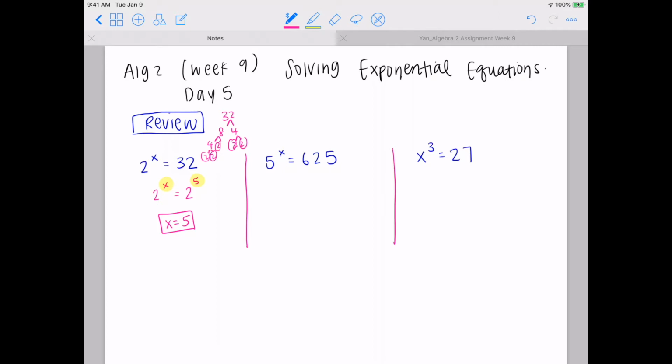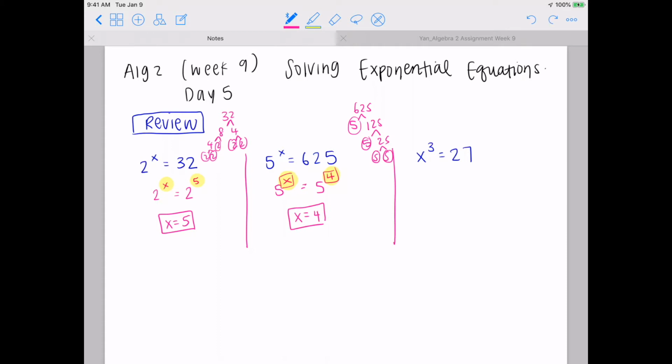Okay, so I'm actually going to do the next one the same way. We have 625. I know 625 is divisible by 5 and 125, 5 and 25, 5 and 5. We have all these prime numbers. So same thing, 5 to the fourth power equals 5 to the x. The exponents we set equal to each other because they have the same base. So x equals 4.